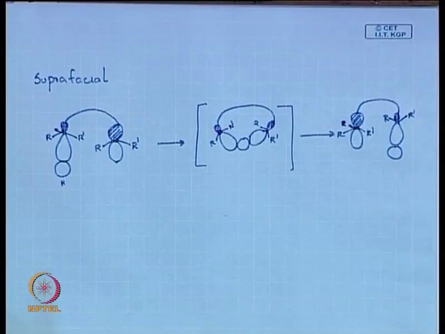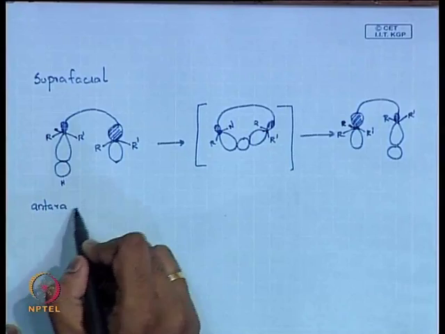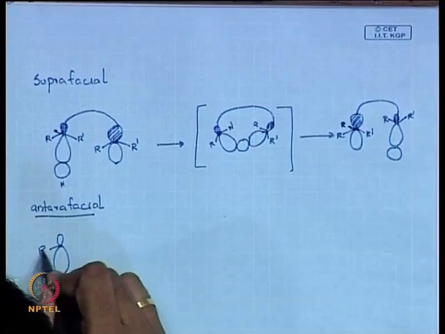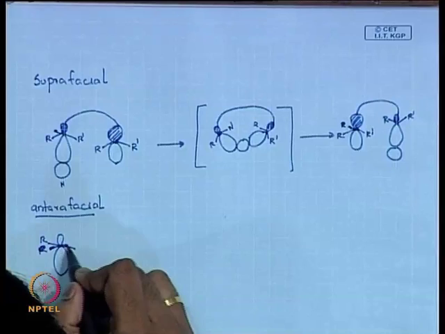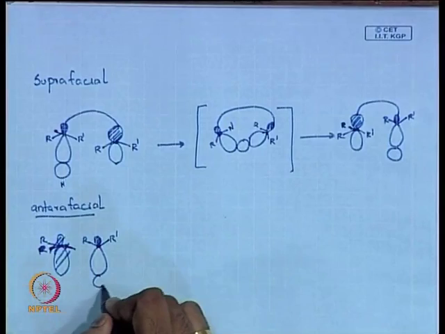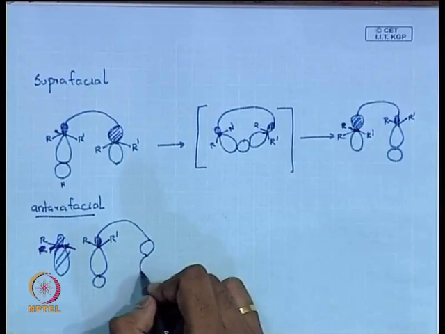Just concentrate on that R and R prime also, okay. That also tells you what phase it goes on. Can you draw now antarafacial? Any idea? I will just give you the picture. Most of the time if this R should be in the... Have a hydrogen here. See, antarafacial means your orbital will be on the opposite side.